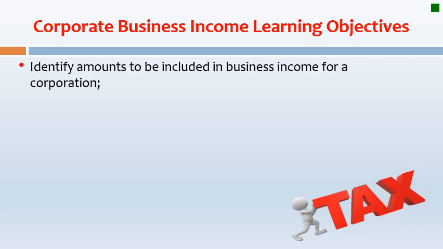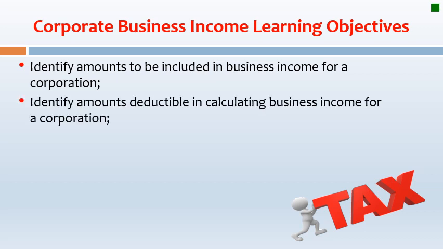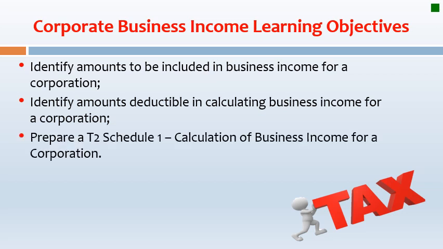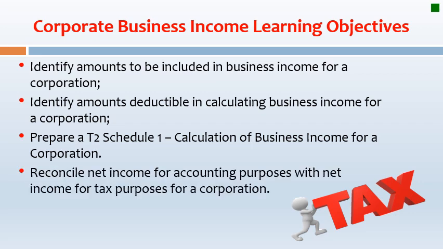Here are the learning objectives for the video. Number one, to identify amounts that should be included in business income for a corporation. We're also going to want to identify any amounts that are deductible in determining business income for a corporation. We should ultimately be able to prepare a Schedule 1 for a T2 corporate tax return, and this gives us the business income for a corporation within this schedule. And ultimately the goal here is to reconcile net income for accounting purposes with net income for tax purposes for a corporation. We'll worry about taxable income, taxes payable later on.